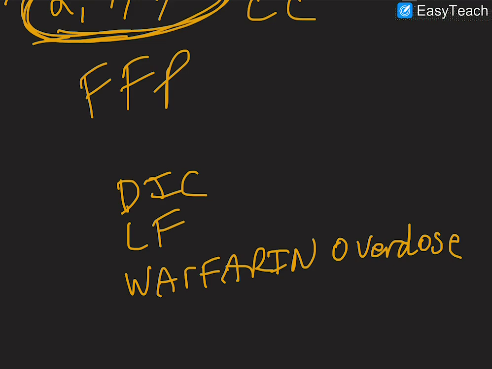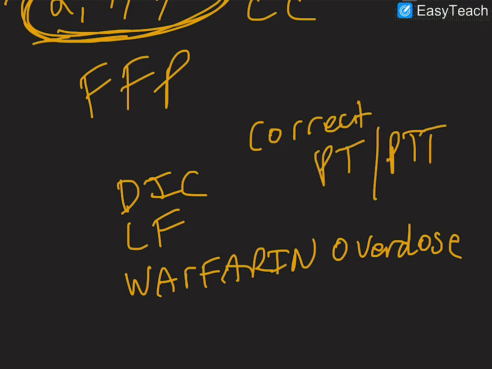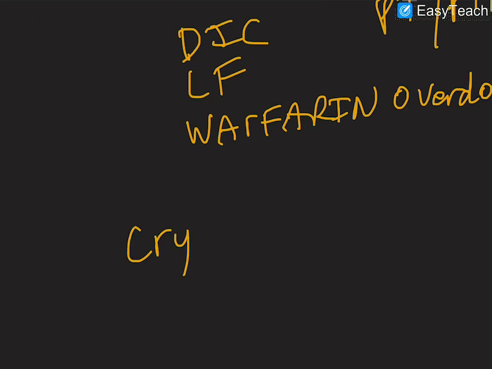All right, so that's that. And then, of course, if you give clotting factors to a person that doesn't have clotting factors, this can help correct their PT and PTT, right? So that should make sense too. Another blood product that we should be familiar with is cryoprecipitate.